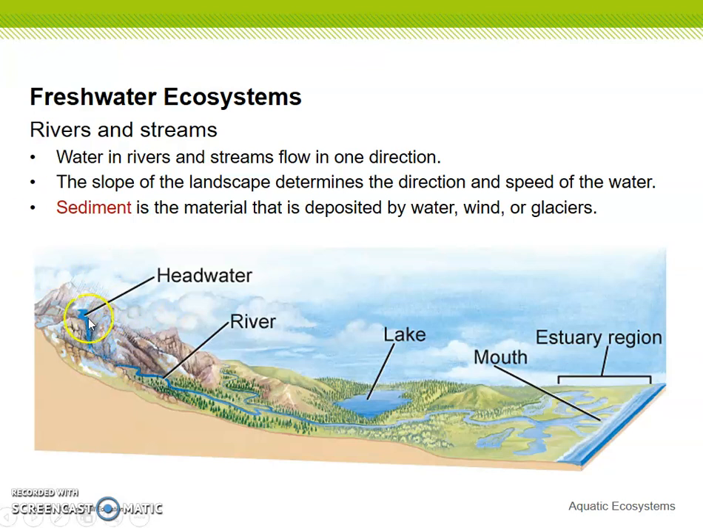The water up here on top of the mountain is going to be moving very quickly. As the mountain becomes less steep, the river will move much more slowly. And by the time that it gets down here to the sea, this estuary region right here, the water is very slow moving. Sediment is the material that is deposited by water, wind, or glaciers. So it is solid particles that are dropped by either water, wind, or glaciers.